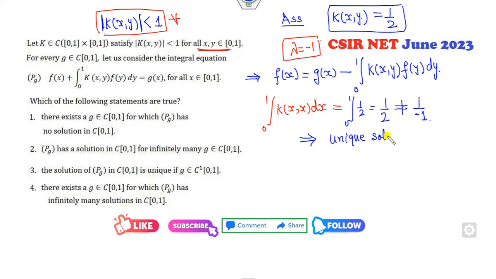Now we will see about the solution. There exists a g, because g is my unknown, so that this equation has no solution. That's wrong, because we get a unique solution. This has a solution for infinitely many g. Remember, this is not for the solution, this is for the g. So we will see about it later. The solution is unique if g is continuous. There exists a g for which this has infinitely many solutions, but we will get a unique solution.